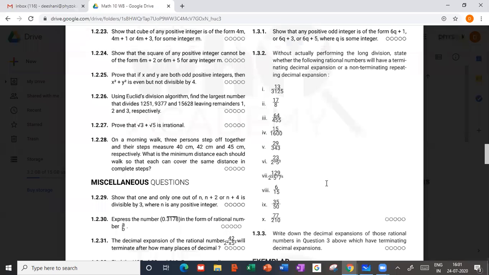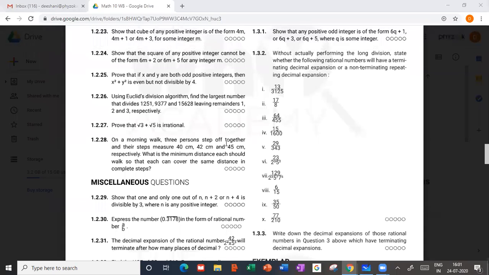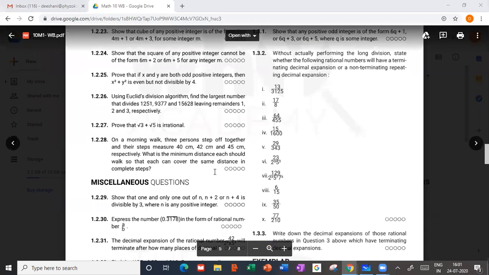The 28th one, 1.2.28. On a morning walk, 3 persons step off together and their steps measure 40, 42, and 45 centimeters respectively. What is the minimum distance each should walk so that each can cover the same distance in complete steps? HCF or LCM? Ma'am, this is HCF. HCF, why? Ma'am, because it's asking the minimum distance.